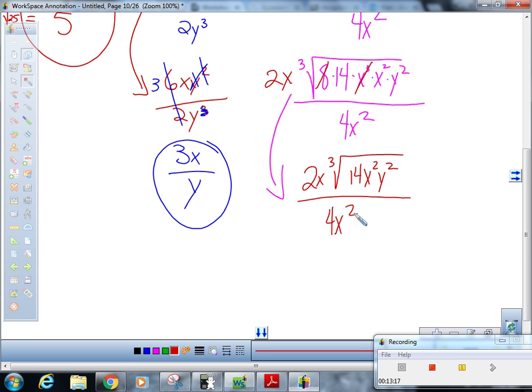We're not done yet. The 2 is gone. This becomes a 2. This x is gone. That x squared becomes an x, so our final answer is the cube root of 14x squared y squared all over x, cube root here, okay?